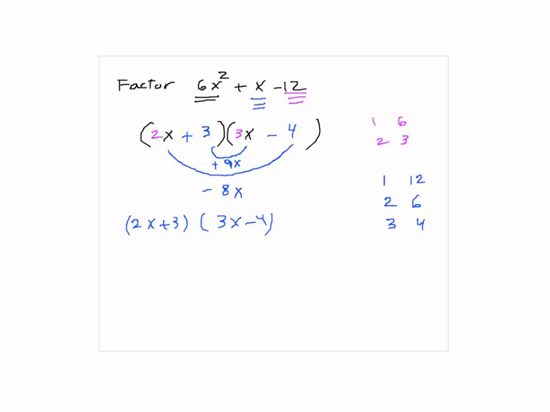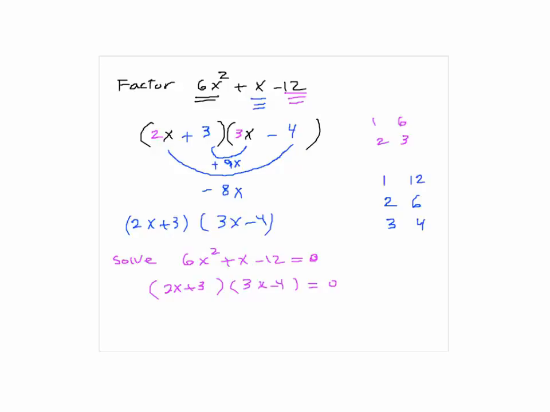Now, if I say how to solve this, then I have to make an equation out of this. If I say solve, this is a different problem. 6x squared plus x minus 12 equal to 0, then I have to factor like I did here. Let it be equal to 0, and then you let each parenthesis be equal to 0 and then solve for x.